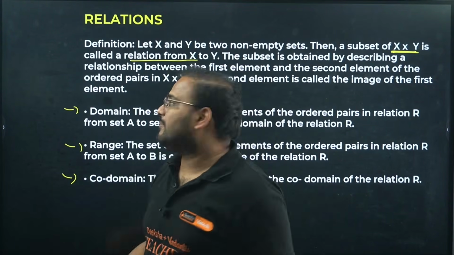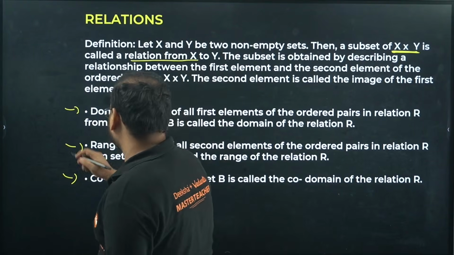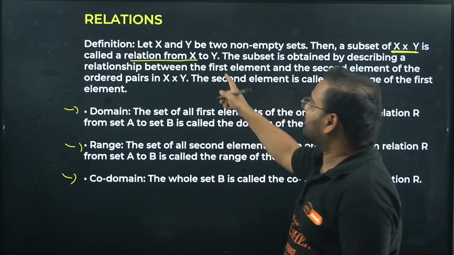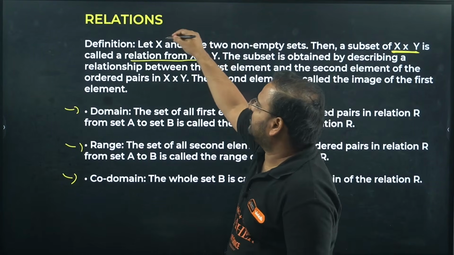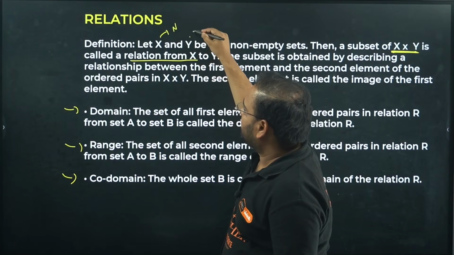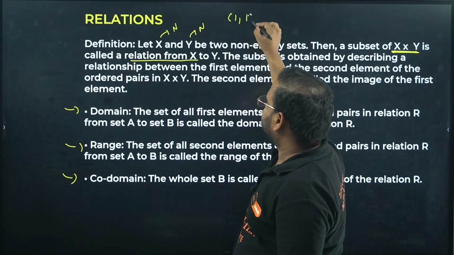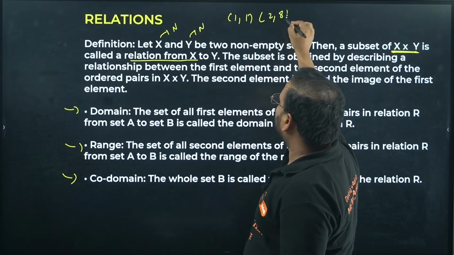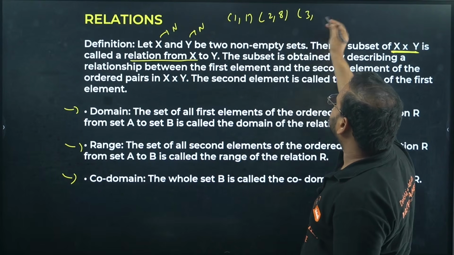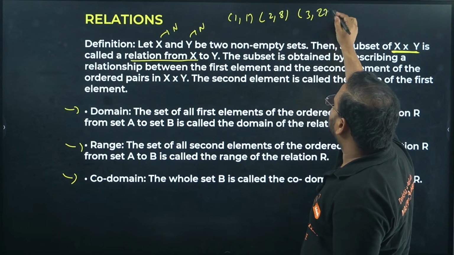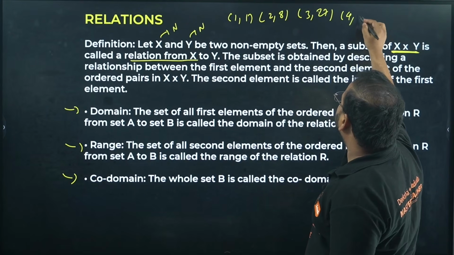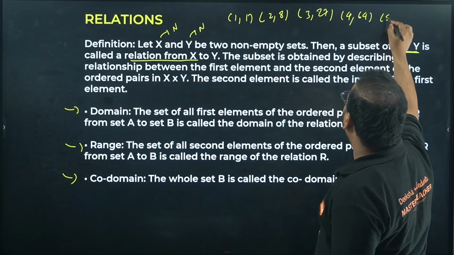Then for example I'm going to take like this. Let's say I'm talking about natural numbers. These are both natural numbers. I'm not talking about these ordered pairs: (1,1), (2,8), (3,27), (4,64). That's it.